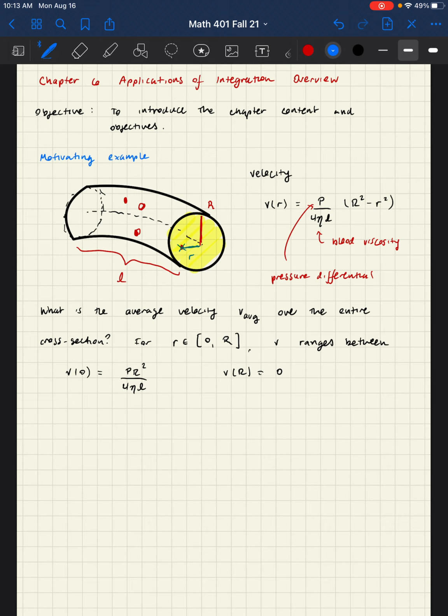We will find that. So here's our little glance ahead. We'll find that the average velocity is going to be 1 over capital R times the integral from 0 to capital R of the velocity, P over 4 nu L times capital R squared minus little r squared, d little r. We're going to see this in section 6.5, average value of a function.